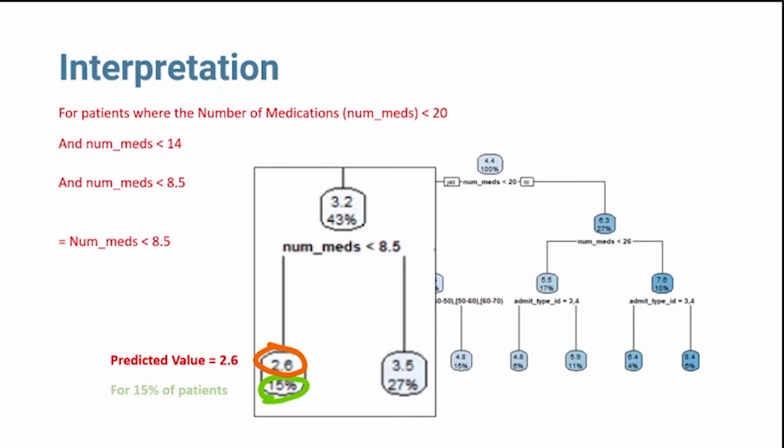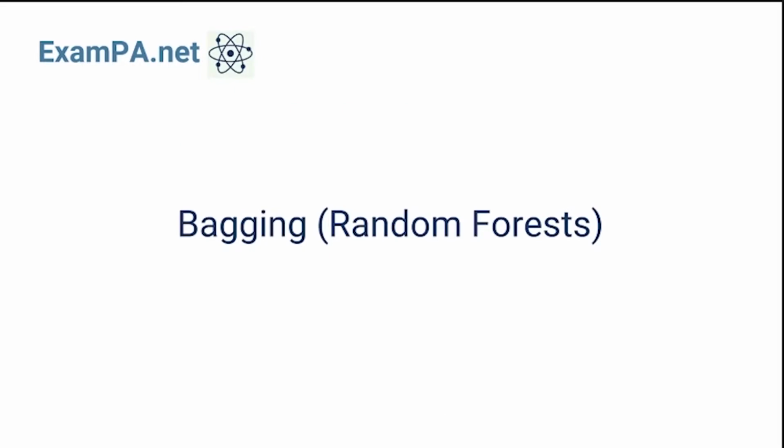You follow a similar logic for all of the other branches, and then add that into the document. The next type of model that we're going to look at is called a random forest. This is also called a bagged tree model. As the name implies, random forests are made up of multiple trees.